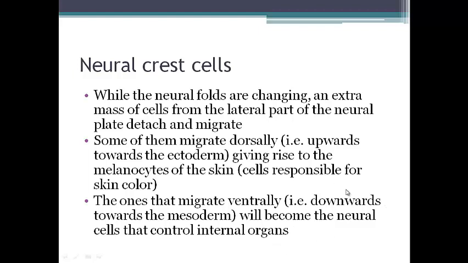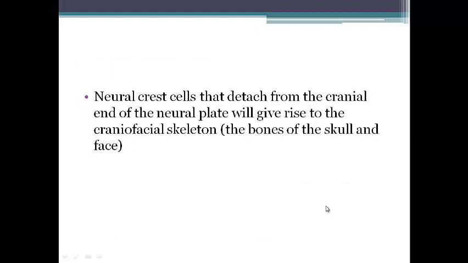So, the cells that control our internal organs originally come from the neural crest cells, but the only difference is that they migrated in a different direction. They went towards the mesoderm. The last group of cells detach from the cranial end, and so they basically migrate towards the head, and they become the craniofacial skeleton. So the bones of the skull, the bones of the face, originate from this population of cells.